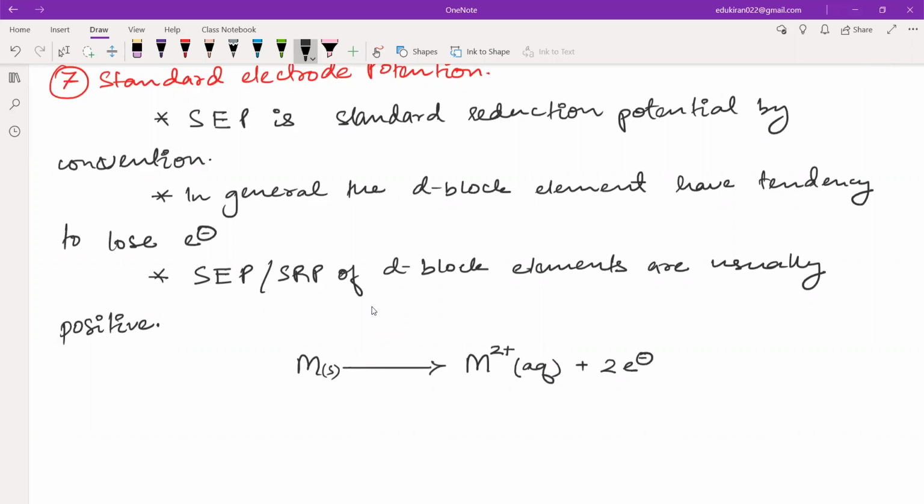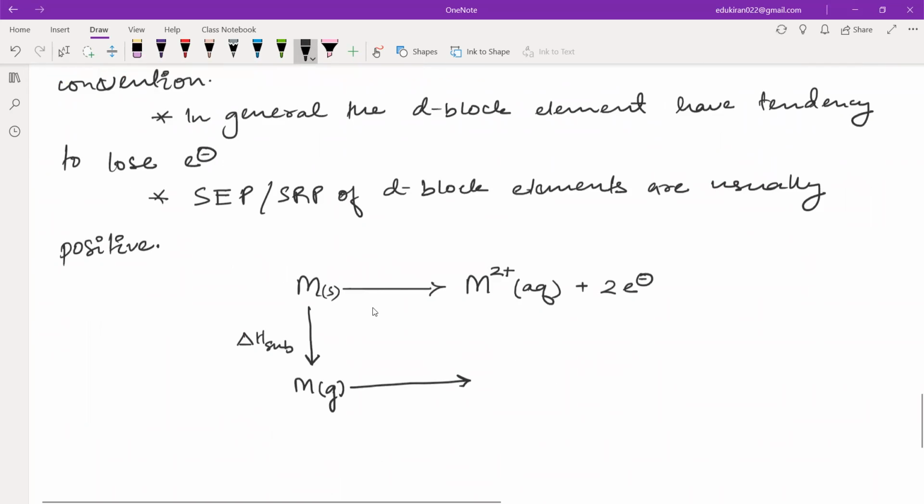Now, there are a few steps involved here. First of all, this metal has to get into its isolated state. That means I have to isolate each and every atom of the metal, making it gas. When I go from M solid to gas, I'm talking about the enthalpy of sublimation. Next, I have to ionize it, converting this isolated gaseous atom to M2 plus. Both are gas.